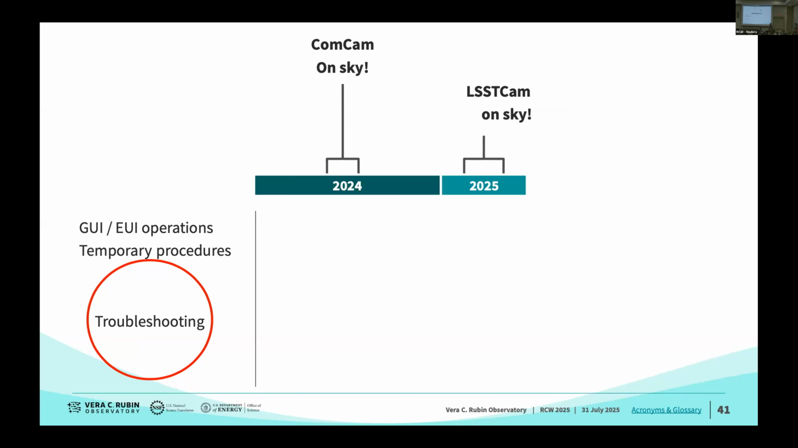Before our on-sky commissioning, the way we used to operate whatever components of the telescope we were integrating was through low-level GUIs, Python scripts, coming up with temporary procedures which would keep changing every week, sometimes every day, and a whole lot of troubleshooting because we were still figuring out all our hardware components.